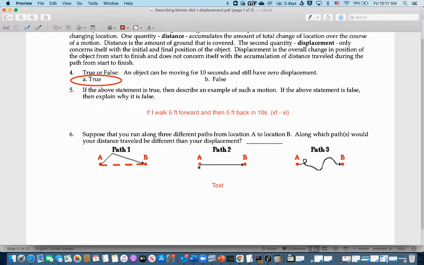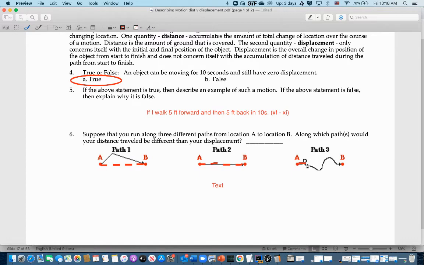Okay, what about this one? Well, my displacement is still going to be that quickest path between A and B. So that final position minus that initial position is my displacement. Well, this path is the same. So this distance is the same as displacement.